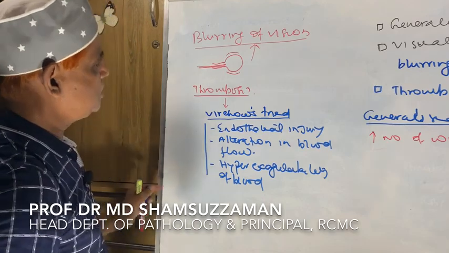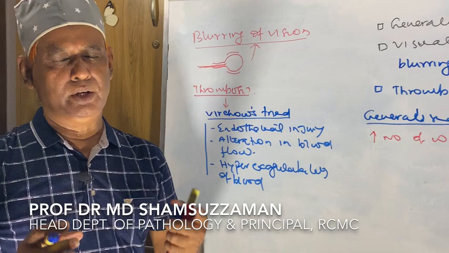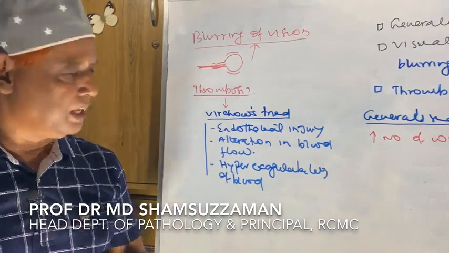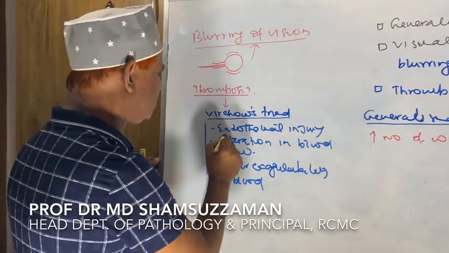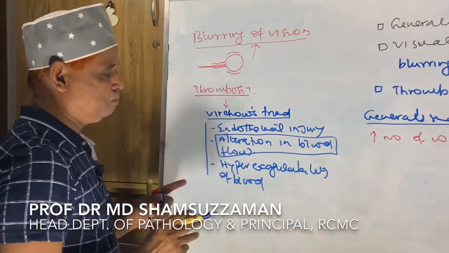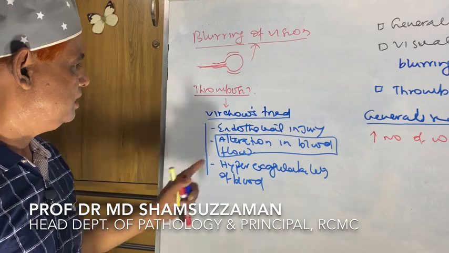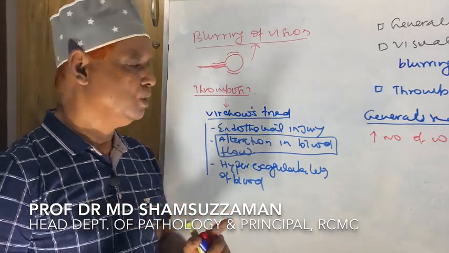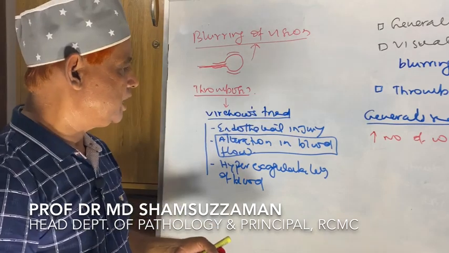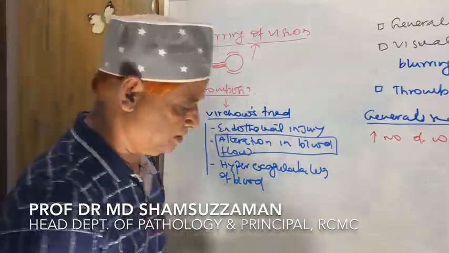In polycythemia vera, as there is increased viscosity of blood due to increased number of RBC, WBC, platelet, there will be alteration in blood flow. What type of alteration? There will be sluggish flow of blood, and due to sluggish flow of blood, there is chance of development of thrombus in the vessels.